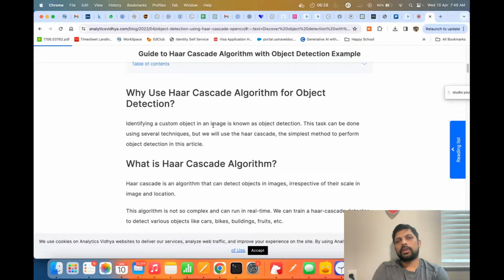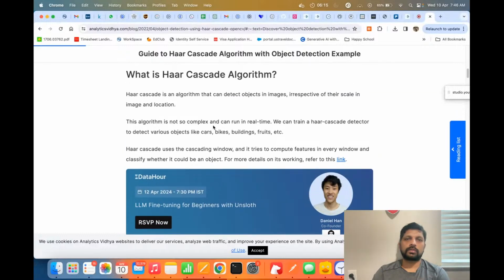Object detection. Identifying a custom object in an image can be done using this. Okay, what is happening? It's cascading.